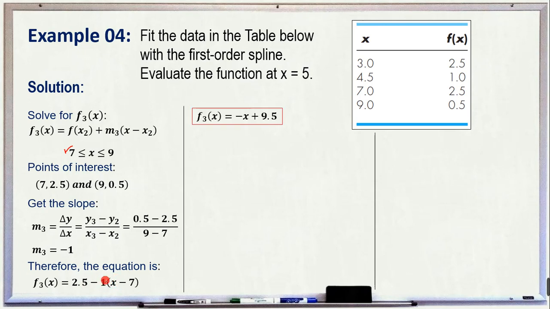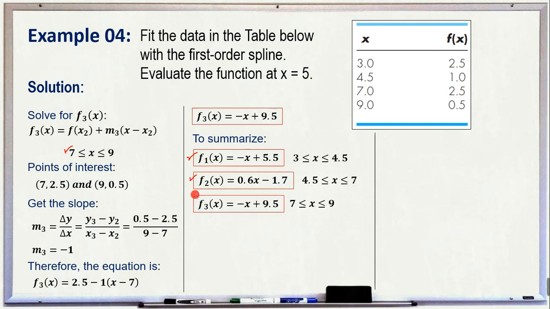And then simplify this one further. So you will get the final form of our third linear spline function, f3 of x is equal to negative x plus 9.5. So since we have a negative coefficient value for our x, this indicates that this line slopes downward. To summarize, this is our first linear spline, this is our second linear spline, and this is our third linear spline. The last requirement is to evaluate the function at x is equal to 5.